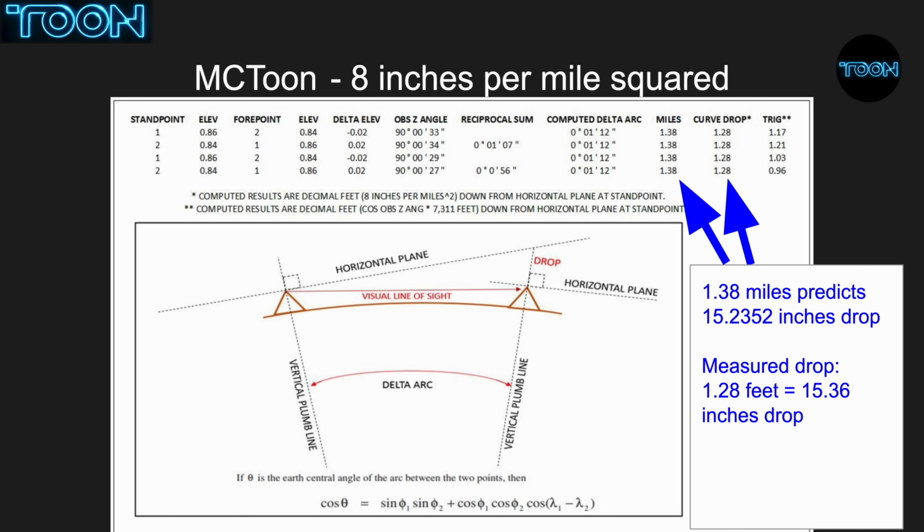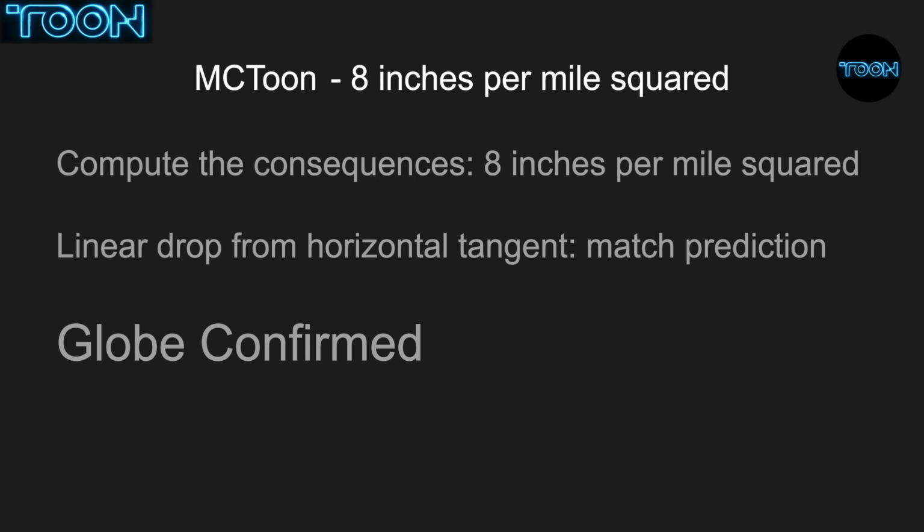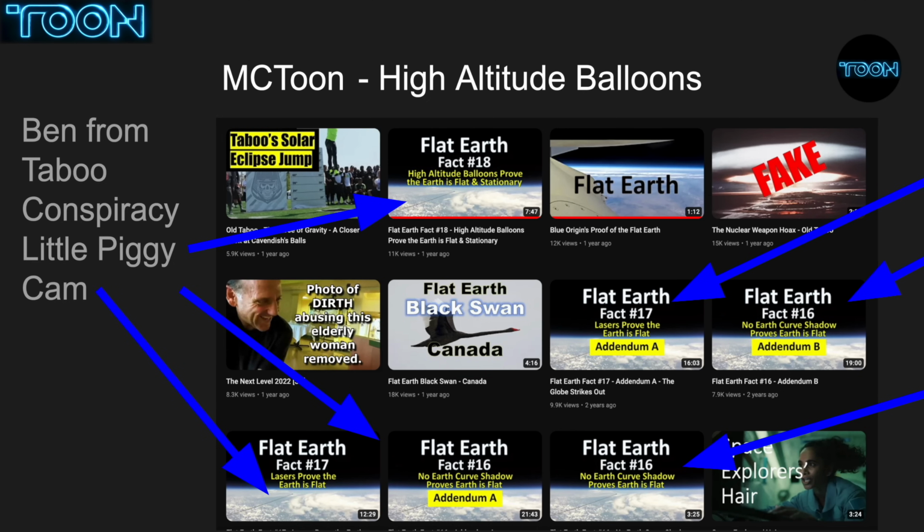He measured a drop of 1.8 inches. He did it again at 1.38 miles. The predicted globe drop is, according to 8 inches per mile squared, 15.2 inches. He measured 15.2. Globe confirmed. All right. High altitude balloons. There's really just 2 things that flat earthers like to test. They like to do lasers across water at night when refraction is maximized and then pretend there's no refraction, or high altitude balloons that they will take a clip from and say, look at that, it's flat at 120,000 feet.